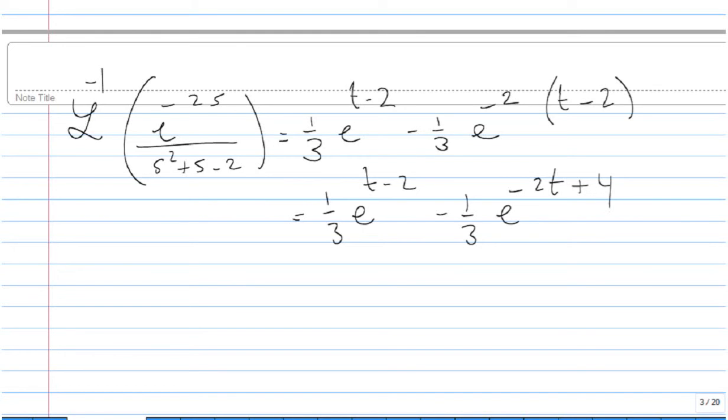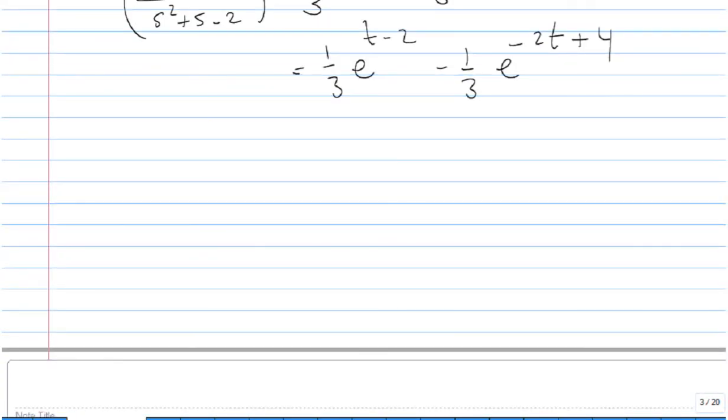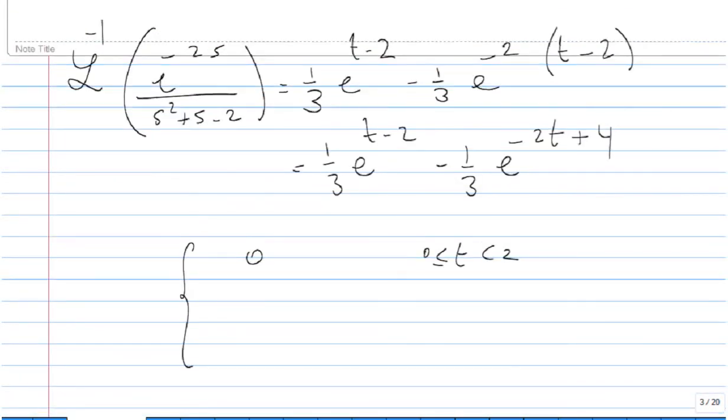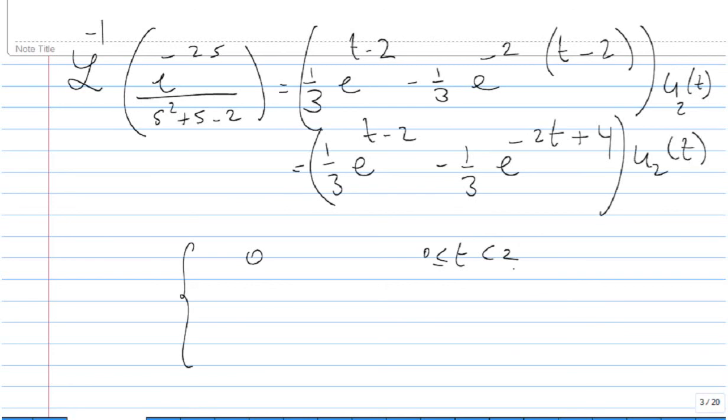So one way to see this function, if somebody wants to graph it, is that this function is a step function, and for t between 0 and 2, we have 0, because we're multiplying. Oh, I'm sorry, I forgot the u_2. There is no doubt about it, I forgot u_2(t). Otherwise, it's false. So u_2(t) gives me 0 between t = 0 and 2, and 1/3 e^(t-2) - 1/3 e^(-2t+4) for t greater than or equal to 2.